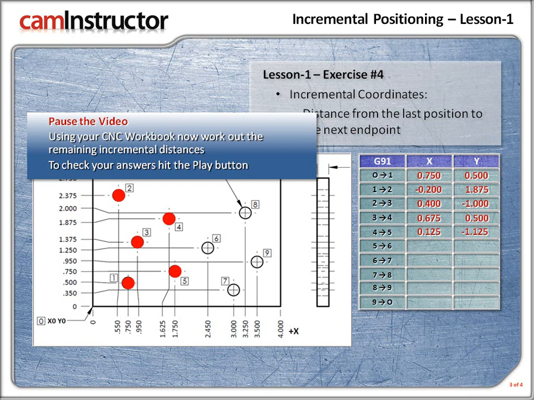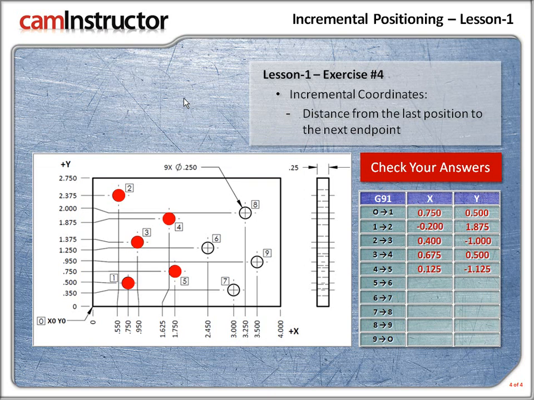Okay, now let's take a look at position 5 to 6. So from 5 to 6, how much would you move in the x-axis? Well, it would be positive 0.7. Now, how do we get that? The 2.45 dimension minus the 1.75 is 0.7.